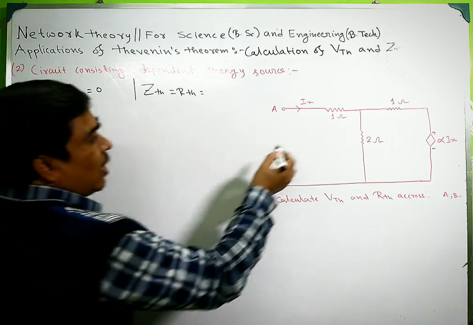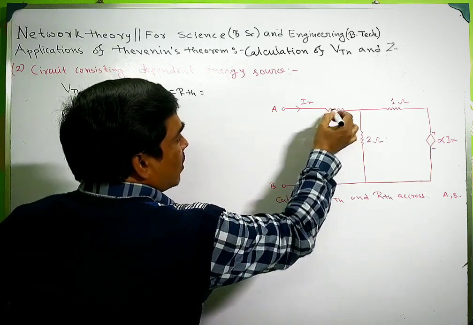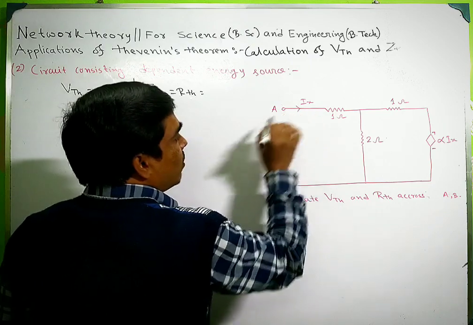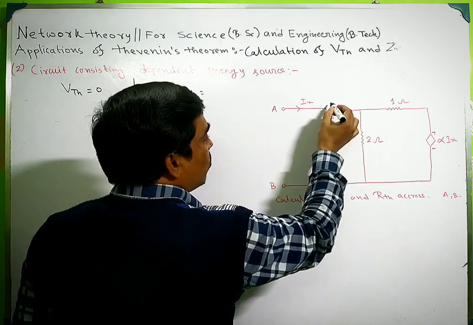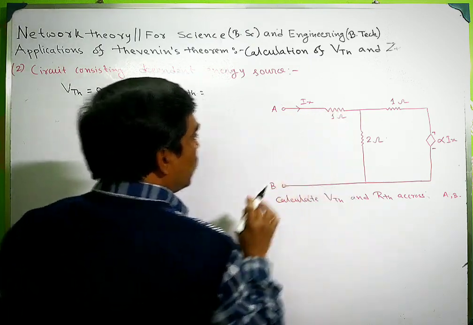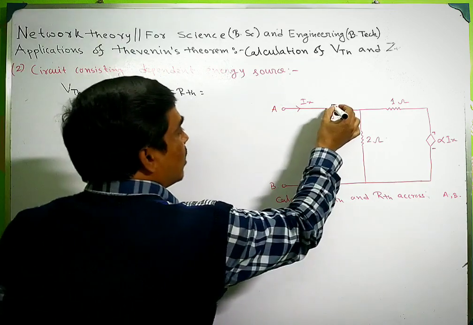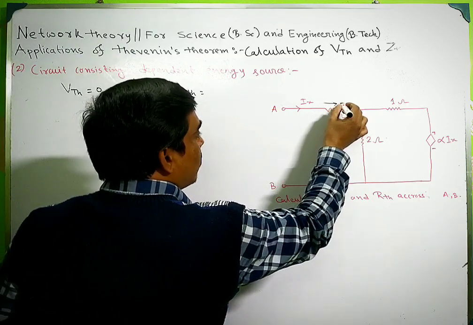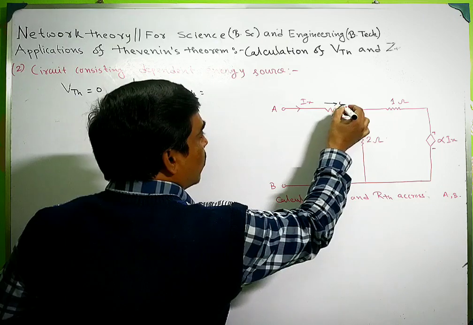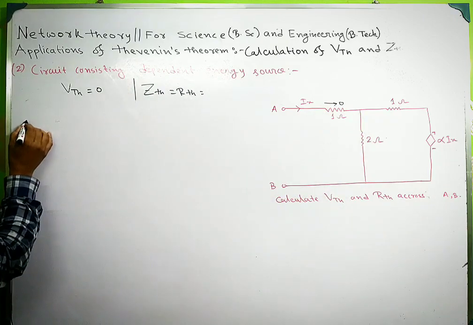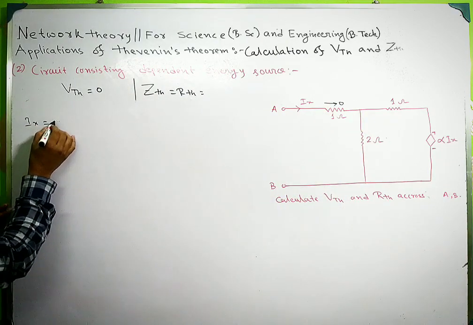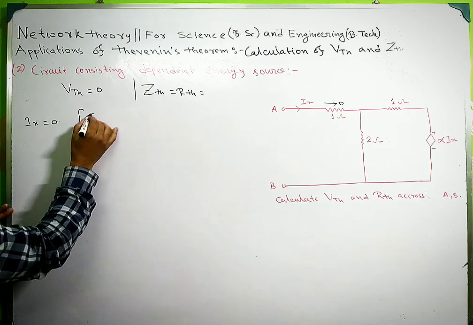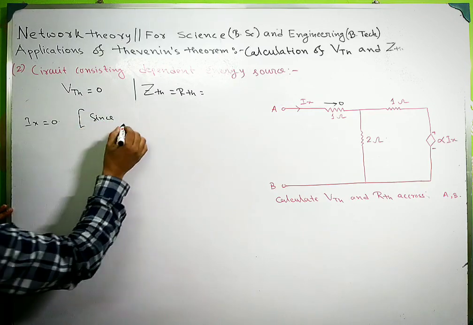So this 1 ohm resistance is open circuited. So the current through this open circuited terminal is 0. So the current through this 1 ohm resistance is 0. That means Ix equals 0.